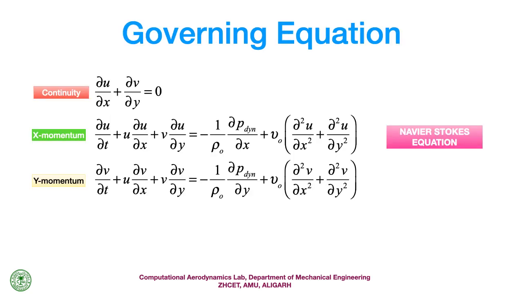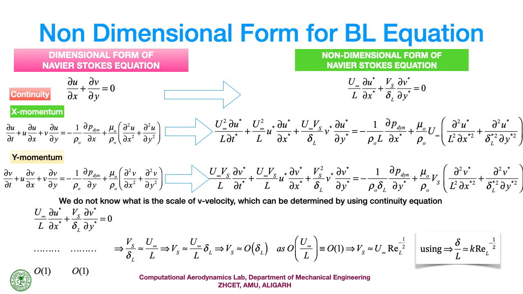Now, the governing equations for any incompressible homogeneous viscous fluid, these are the governing equations in Cartesian coordinate system for two-dimensional flow. As you see, the continuity equation is del u by del x plus del v by del y. The x momentum is this, the y momentum is this. These are called the Navier-Stokes equations. I will go directly to the non-dimensionalization of these equations.